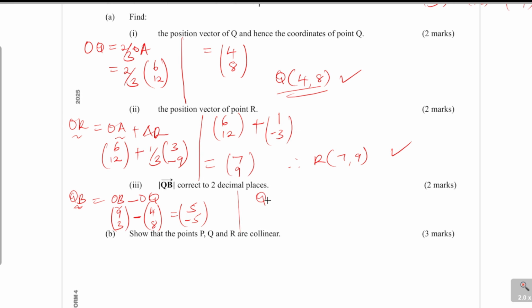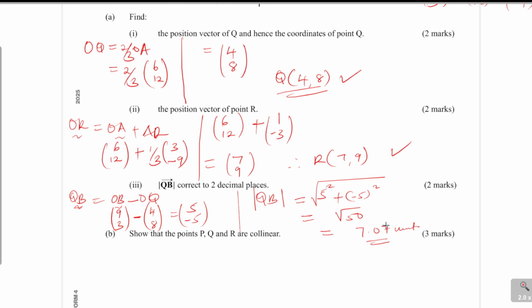Now to get the length of QB, or the magnitude, this is what we do. We take 5, we square that, plus -5, you also square that, and then you get the square root of everything there. So this will give the square root of 50. And the square root of 50 will be, correct to 2 decimal places, 7.07 units. Then we go to the last question.